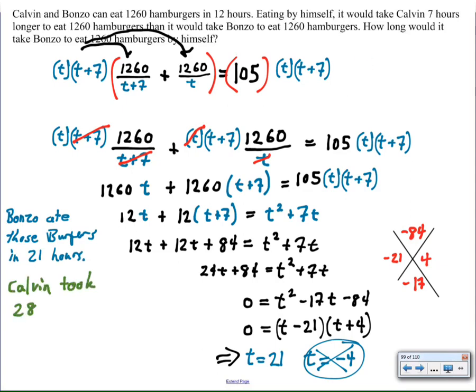And then I go back and make sure I answered the question. So I wrote that Bonzo ate the burgers in 21 hours, which is insane. Calvin took 7 hours longer, so it took him 28 hours to do the same thing. And there's your burger problem.